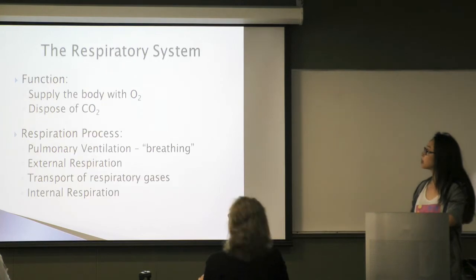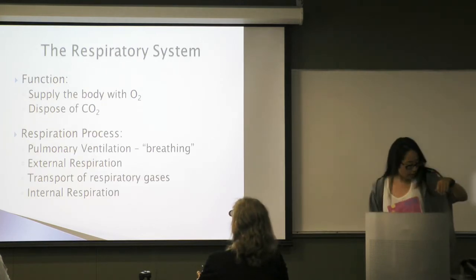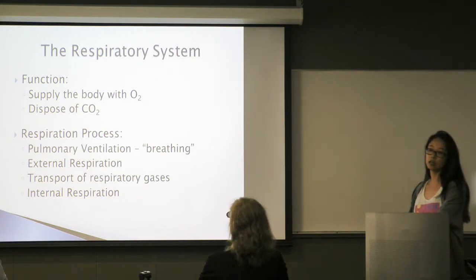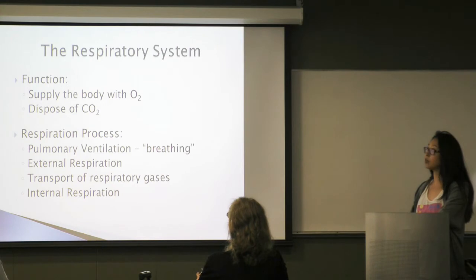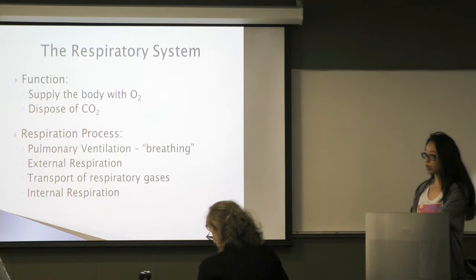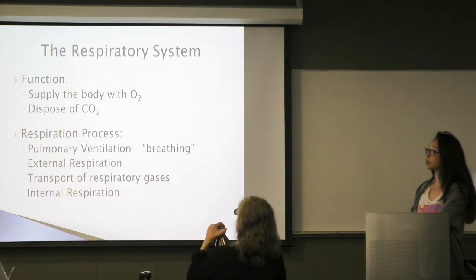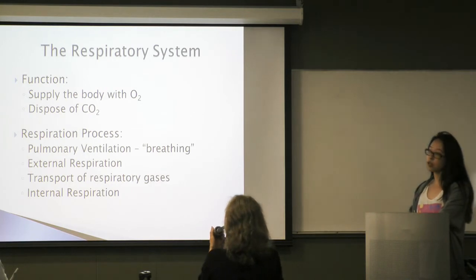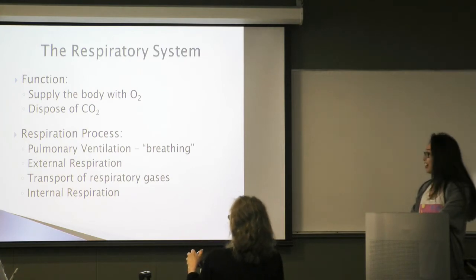All right, so the respiratory system, the function is to supply the body with oxygen and also to dispose of the carbon dioxide. So the carbon dioxide is actually a waste product produced by our cells after some metabolic activity occurs. And the respiration process is actually composed of 4 different steps, and they all must happen. So the first is pulmonary ventilation, which is just a fancier way of saying breathing. So breathing air in and out of the lungs.